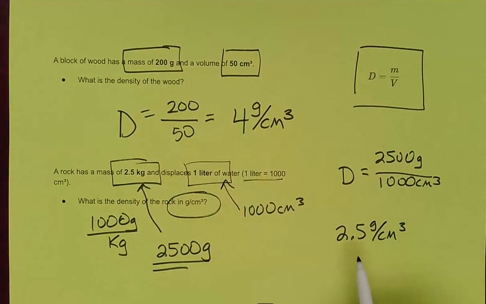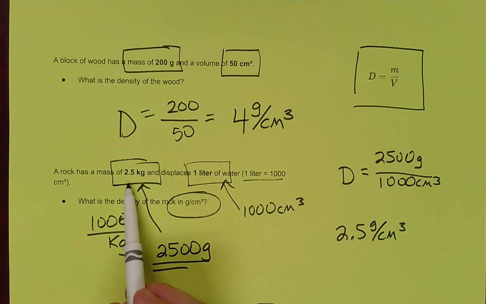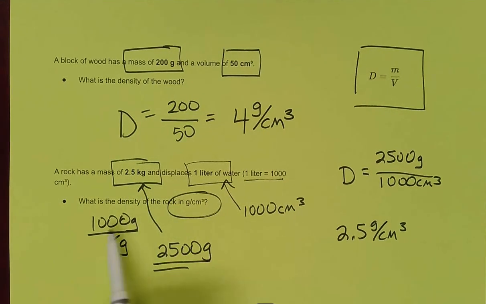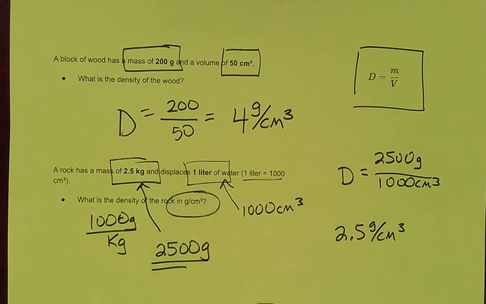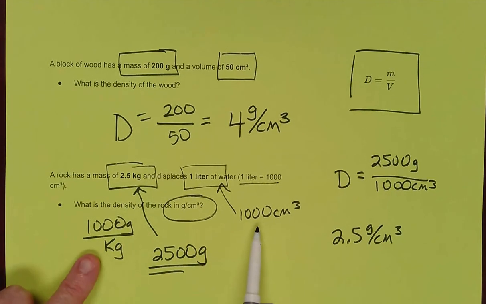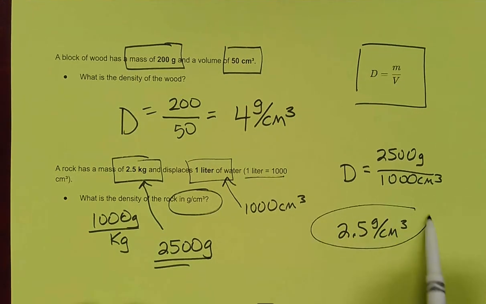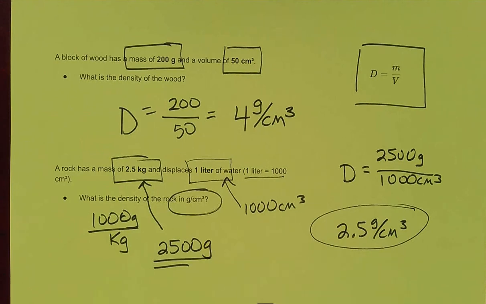Now, this came out to be the same. It won't always be that way. It's just because both of these conversion factors were 1,000 that if I had divided 2.5 divided by 1, I would have gotten the same thing. But if the conversion factors are not the same, if you were converting to something else, then you won't always get that same number. But there's our density of this particular rock, 2.5. So my wood was 4, my rock is 2.5.